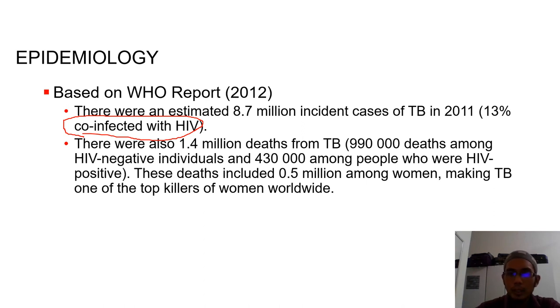So when you have a person with TB, you also need to screen for HIV, as well as vice versa. If you have HIV, then you also need to screen if you have TB. Very important here, because it is found that the proportion of co-infection is slightly higher in these groups.